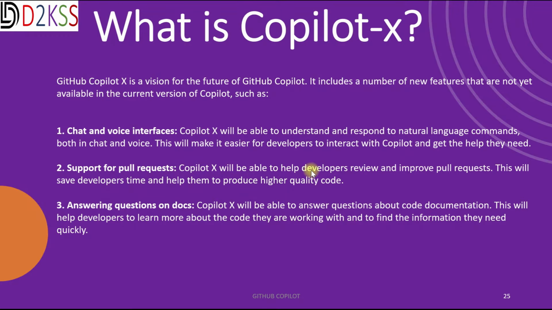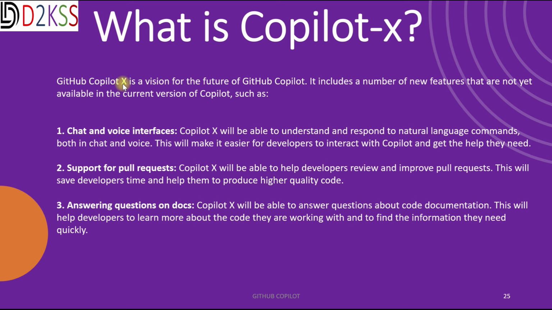Until now, we have talked about the existing features in the current version of GitHub Copilot. Now we are going to discuss the new features that are going to be added to GitHub Copilot. The GitHub Copilot Next team is continuously adding new features to support the entire development lifecycle for the developer. The next version they are calling GitHub Copilot X.